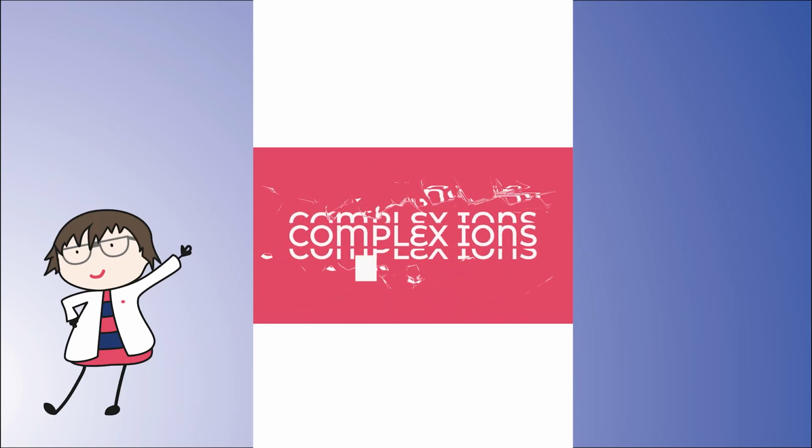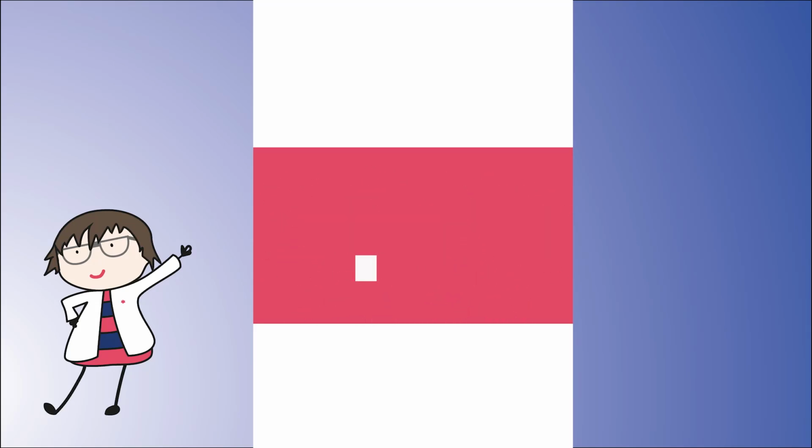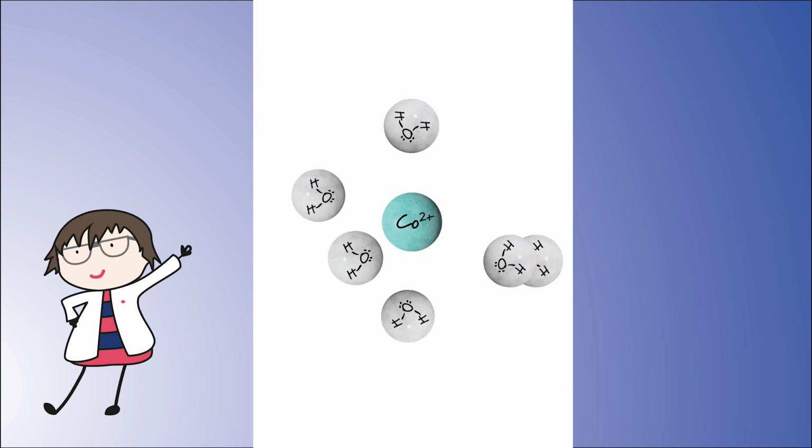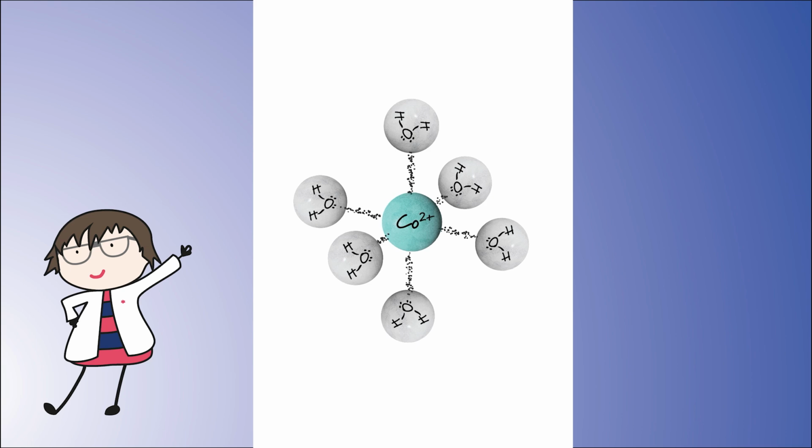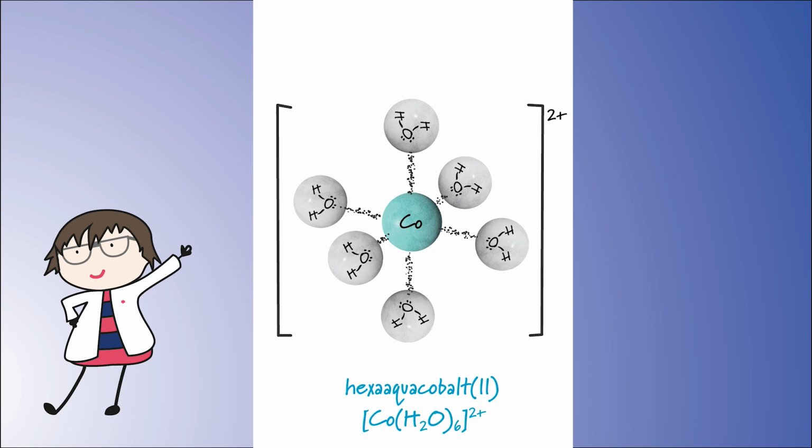When we dissolve a transition metal salt, for example cobalt nitrate in water, the water molecules don't simply form a hydration shell around the positively charged cobalt ion, they coordinate themselves in an octahedral arrangement. Each oxygen donates a lone pair of electrons to the central cobalt ion. So in fact, we have a solution of hexa-aqua-cobalt-2 ions and nitrate ions.